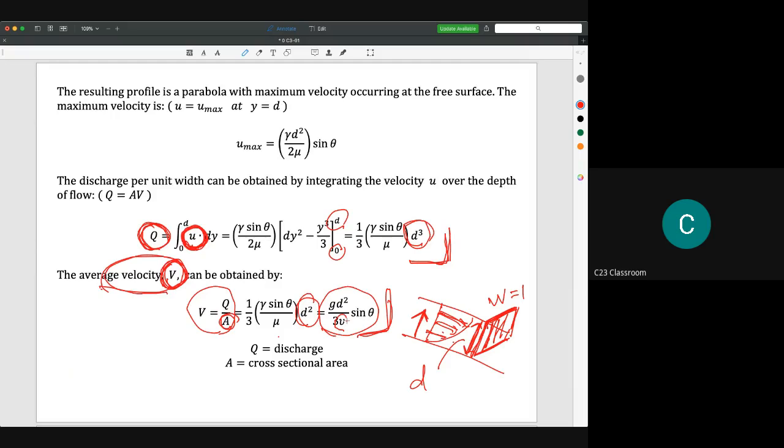Okay, and then the nu here actually changes from the gamma here, the rho and g, with the mu. So I hope you can understand all these terms.